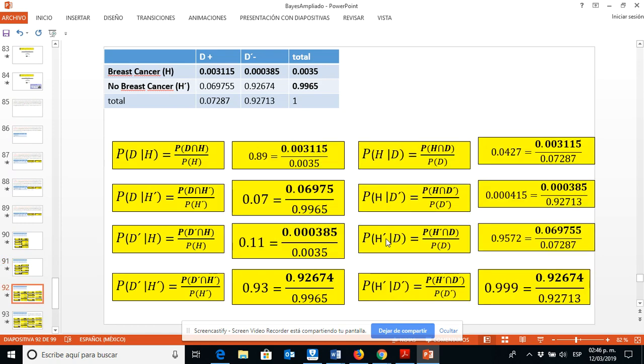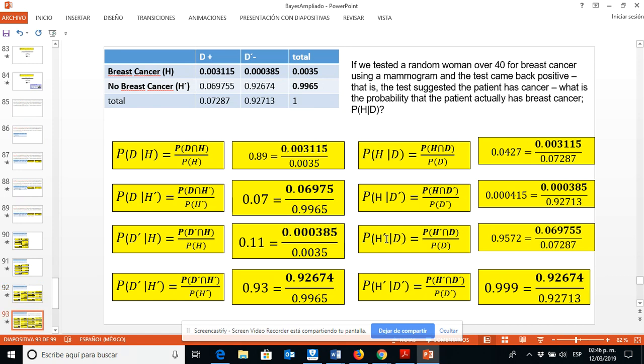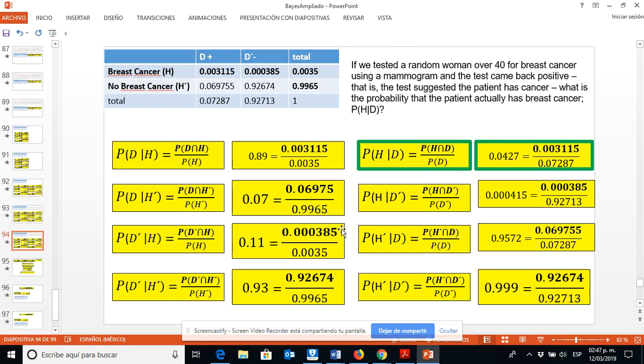Now, we put together all the probabilities that we have calculated using the matrix we have in the slide, and we come back to the question. The question says, if we tested a random woman over 40 for breast cancer using a mammogram and the test came back positive, that is, the test suggested that the patient has cancer, what is the probability that the patient actually has breast cancer, or the probability of H given D? Now, we have a wide number of possibilities, so we just have to look at what we are looking for. And it seems that we found the answer. The probability of H given D equals 0.0427.